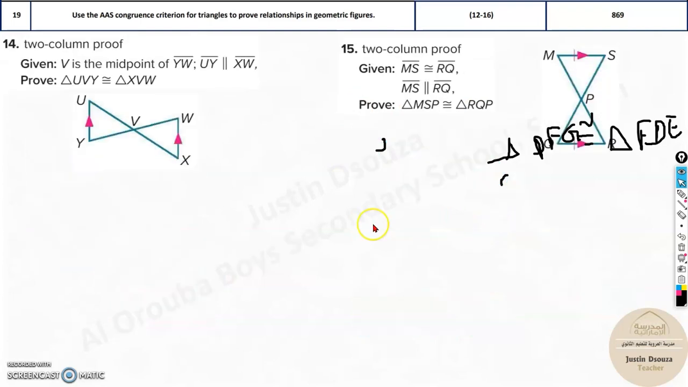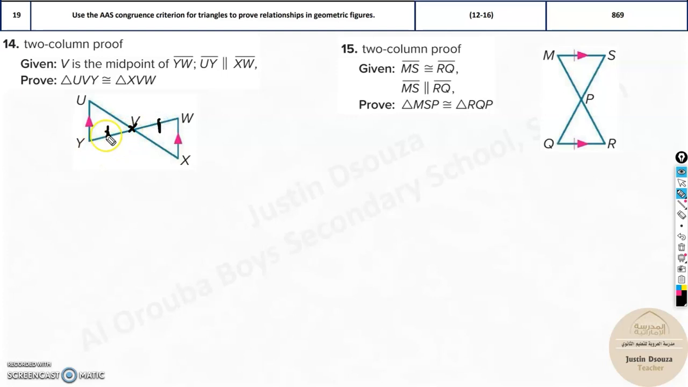That's it. Now here they have written a two column proof and it's the same thing, but okay, there is a midpoint over here. They have told V is the midpoint of YW. That means this side and this side are equal. If this YW is 10 in total, then YV will be 5 and VW will be 5. They'll be equally divided. That's from the midpoint theorem.